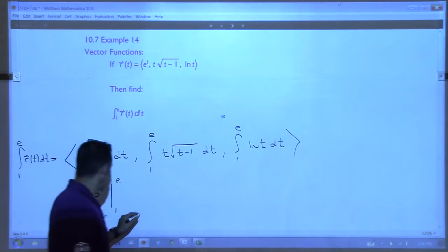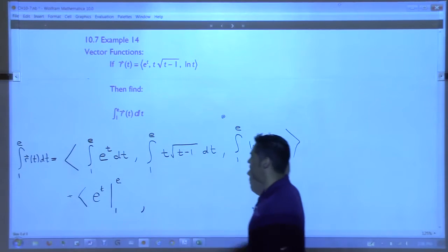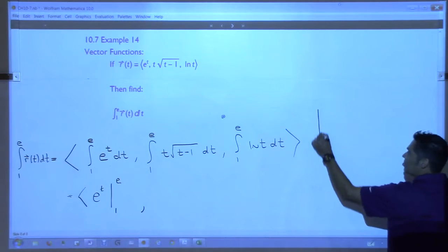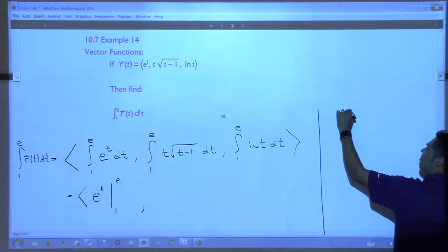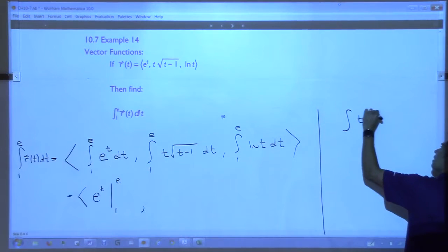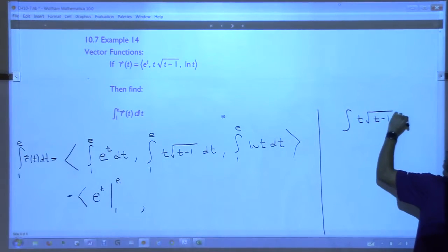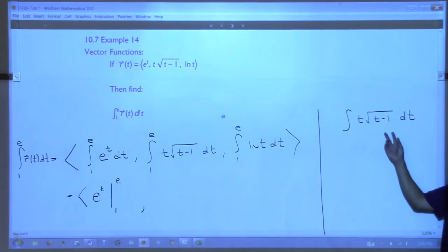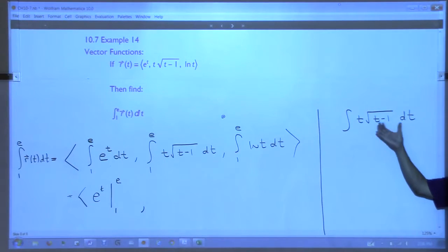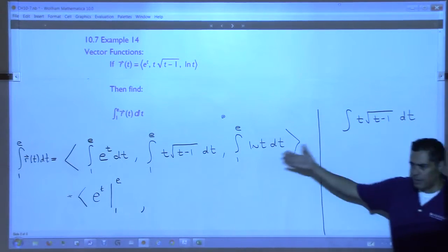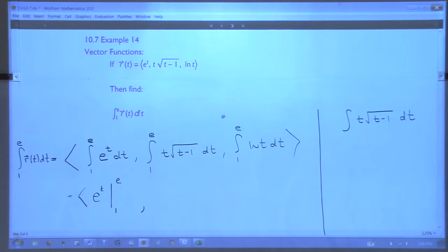The next one, how about the antiderivative of that? We might actually need to look at that one on the side. So let me put that one over here. I'm actually going to treat it like an indefinite integral right now, so I can just find its antiderivative, and then I'll come back over here and plug it in. So how would you go about that one? Substitution. Substitution? What would your substitution be? T minus 1? Yes.